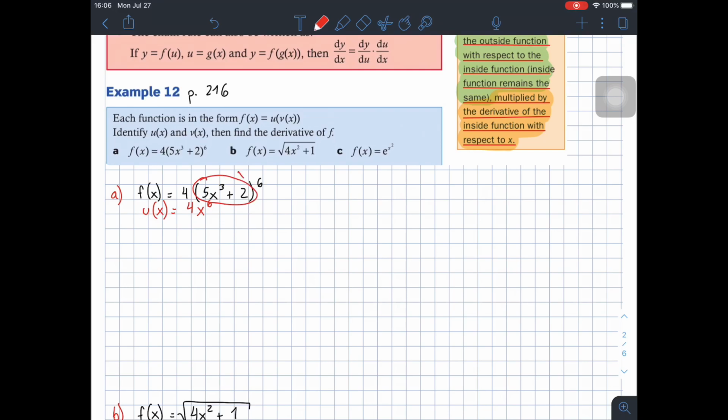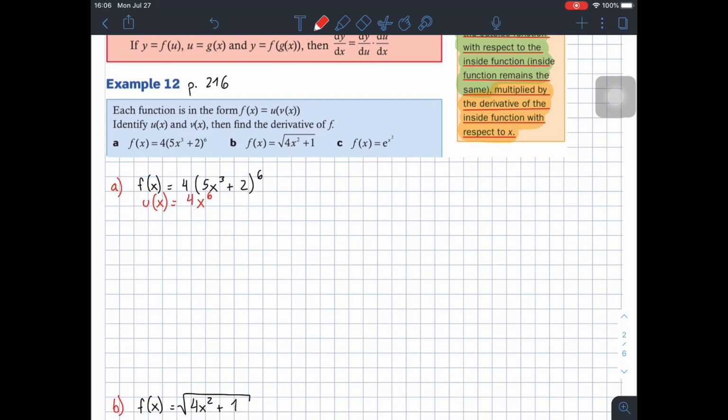As I told you, identifying the outside function is practice, right? There's no rule of thumb or anything, it's just practice. And v of x, the inside function, in this case, would be whatever we have inside the parentheses, 5x cubed plus 2.